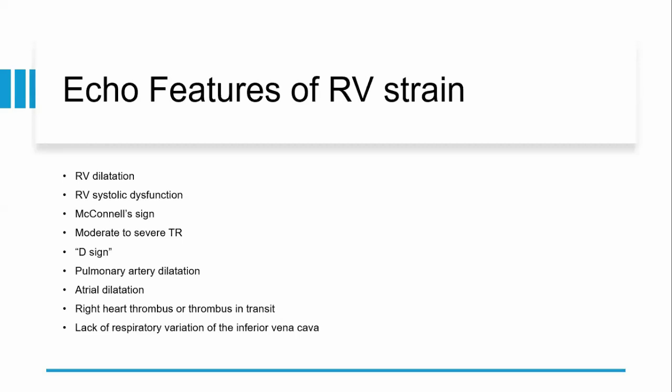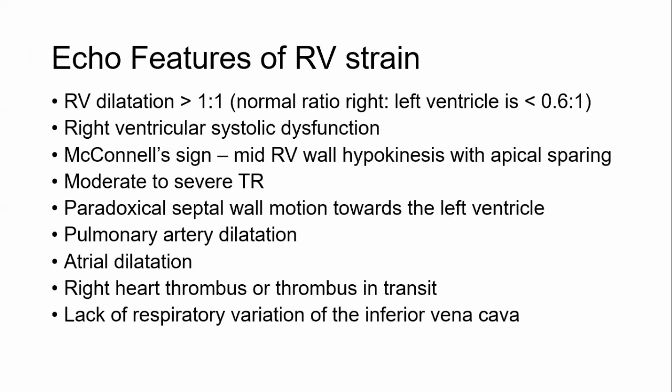So, RV dilation, systolic dysfunction of the right ventricle, McConnell sign, moderate to severe tricuspid regurgitation, a D sign. Do you have atrial dilation? Do you have a right heart thrombus or clot in transit? And then obviously findings with your IVC. And this is just a nice little summary of what you're going to look for.